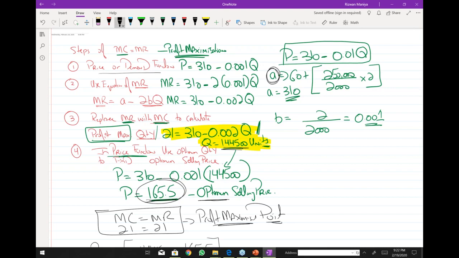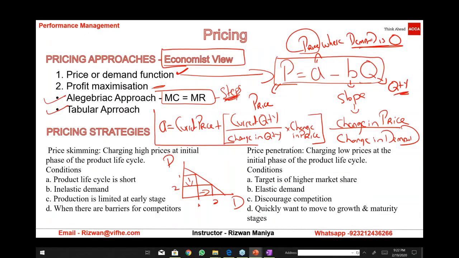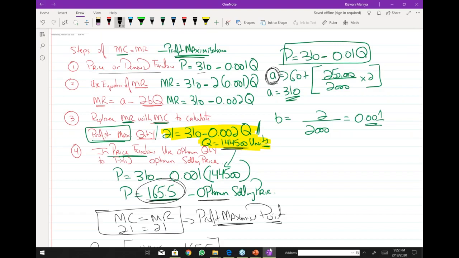I mentioned the formula to work out A, and this is the formula to work out A. And this is the formula to work out B. So if you know the formula, you can easily work out. Okay, Mercy. So through this formula, it worked out A, 310, and worked out B as well.